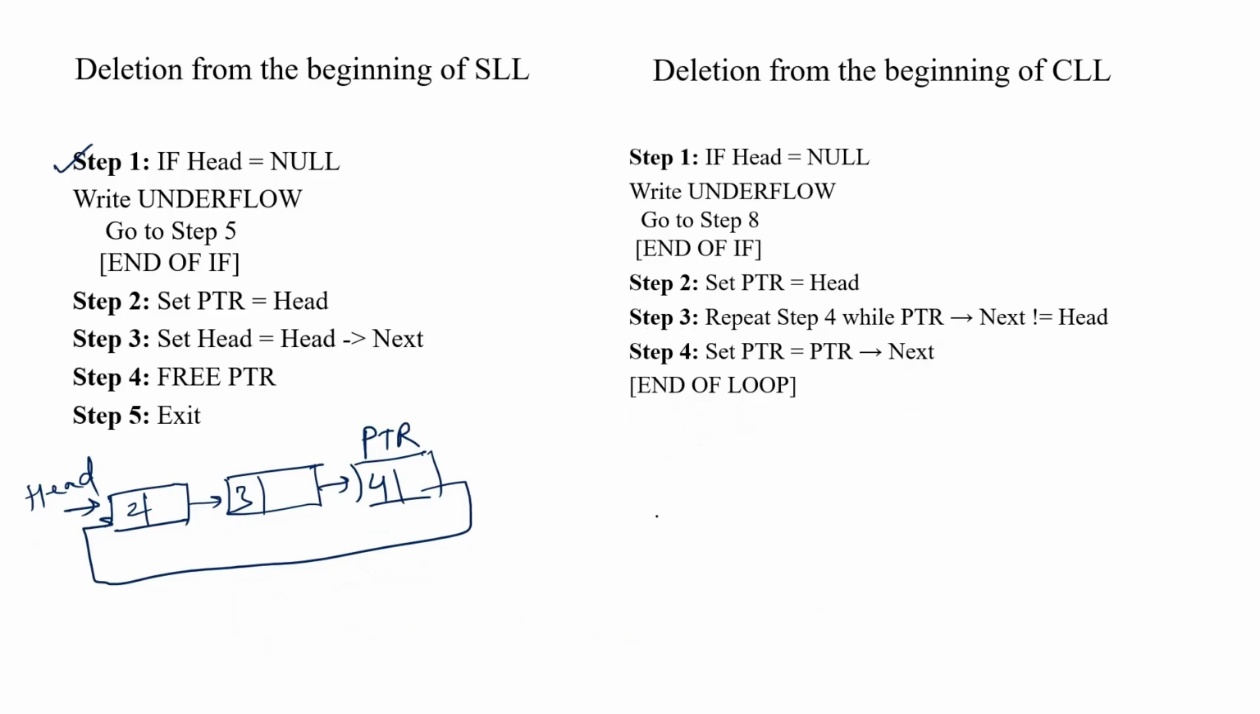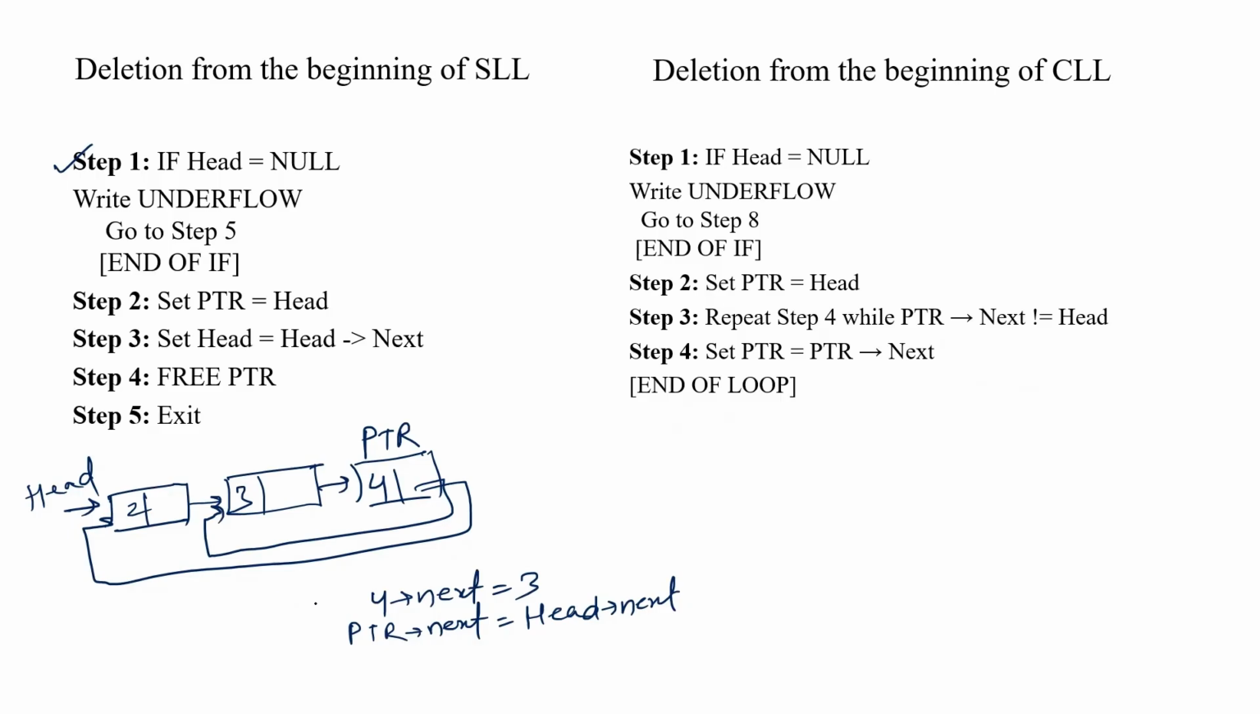What can we do now? If you want to connect 4 with 3, what do I want to do? 4 to next is equal to 3. What is 4? 4 is basically your PTR. So I'm going to write PTR to next. And what is your 3? 3 we can write as head to next. So this is the new step which will give us the connection between the last node and head to next.